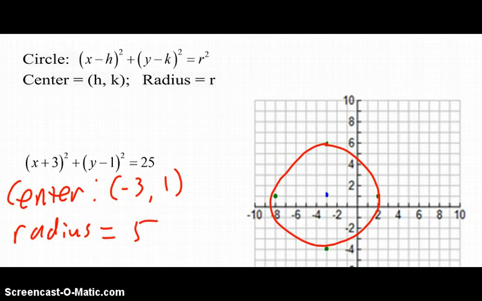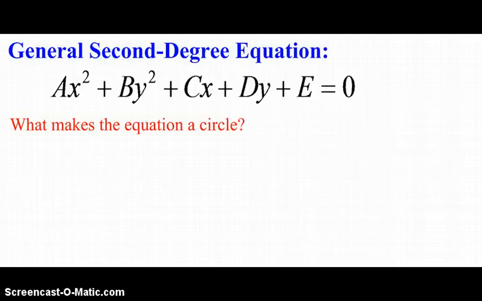Okay, so what do we need to get from this? Well, we need to be able to recognize the standard form of a circle. So (x minus h) squared plus (y minus k) squared equals r squared. And from the standard form, we need to be able to get the center and the radius. Once we know the center and the radius, it should be pretty easy to graph a circle. What if something is not in standard form? Great question. So here we have what we call our general second degree equation.